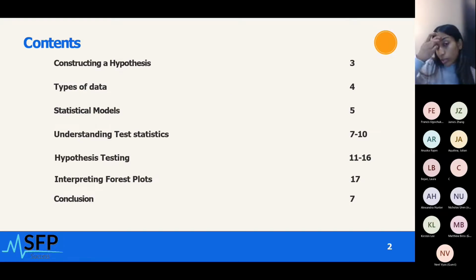So this is what we'll go through. We'll go through a few things like constructing a hypothesis, types of data, statistical models, understanding test statistics, interpreting forest plots, and we can talk through an example.